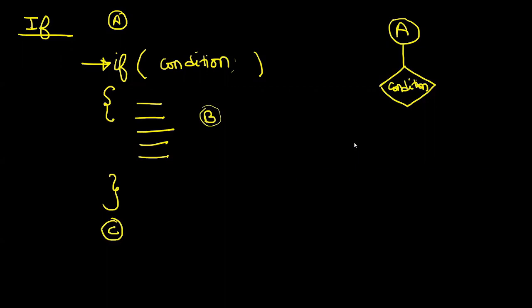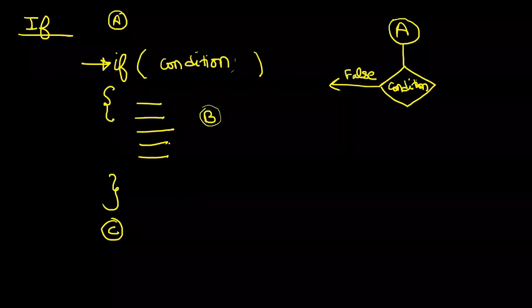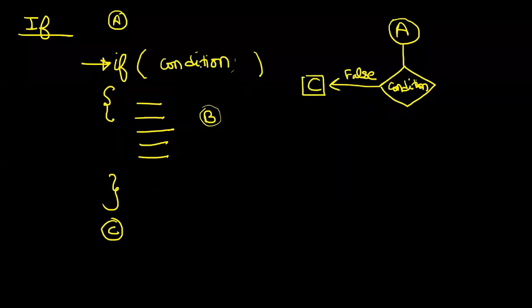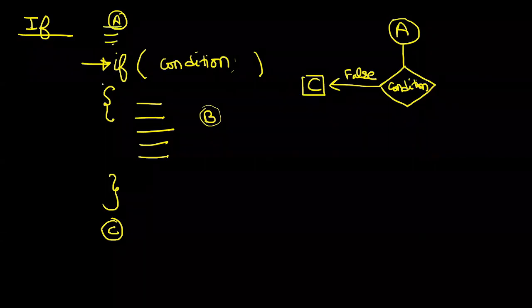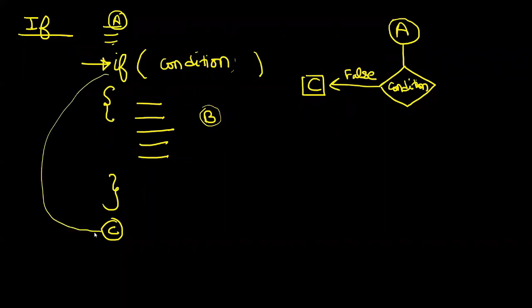So if the condition evaluates to false, then you will not enter inside the if block. You will simply execute whatever code is outside the if block, so you will run the lines of code which are in C. So if you execute the lines of code A, whatever lines are above, and then evaluate the condition, if the condition is false, I simply come after the if block and execute the lines of code which are after the if block.